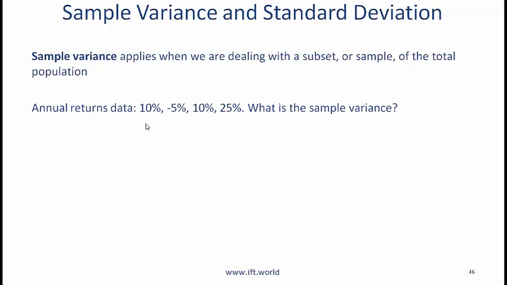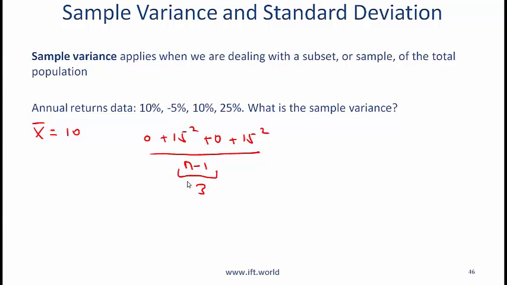What we now do is almost the same as what you saw earlier. As we did with the population, the first thing we need to find is the sample mean, which is 10. We then find the deviations from the mean and square them: 0, 15 squared, 0, and 15 squared. Then we find the mean of those deviations, so we divide. But the difference now is this: rather than dividing by n, which is 4, we need to divide by n minus 1, so this is 3, and that is the convention used when we are dealing with a sample.